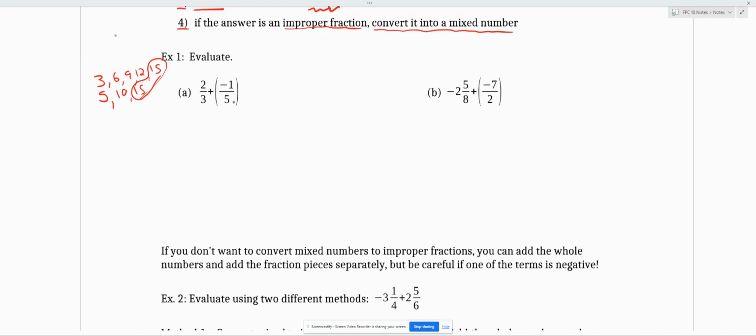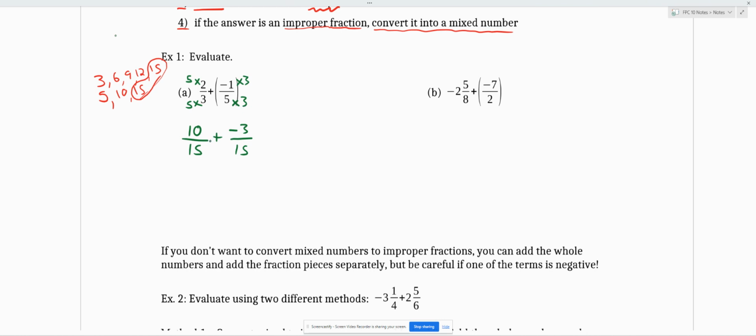So I'm simply going to take this number and multiply it by 5 on the top and bottom. You must do it on the top and bottom or else it is not equivalent. And I'm going to multiply by 3 over here. With this one, I'm going to get brand new fractions of 10 over 15, and I'm going to be adding the negative 3 over 15.